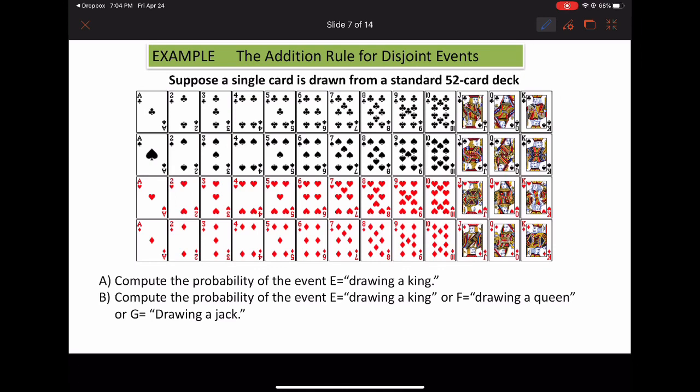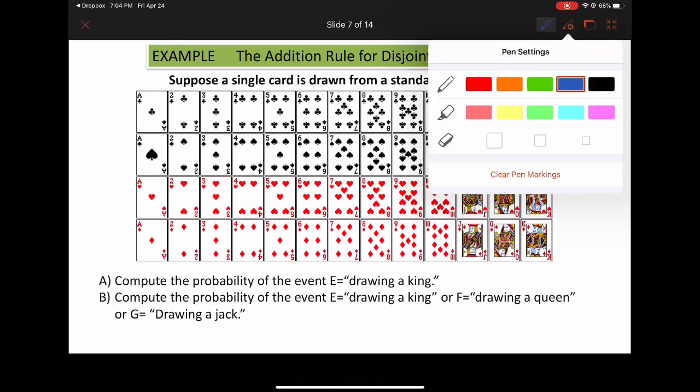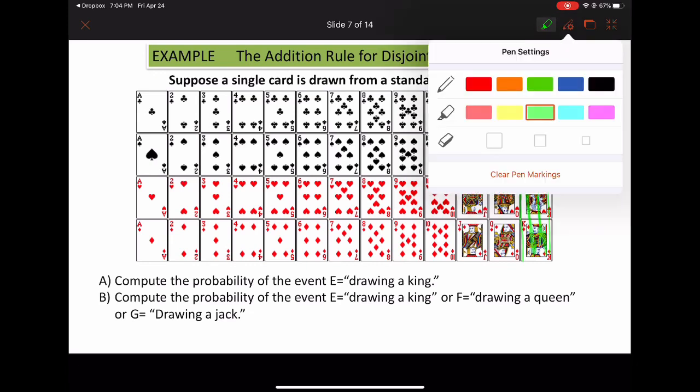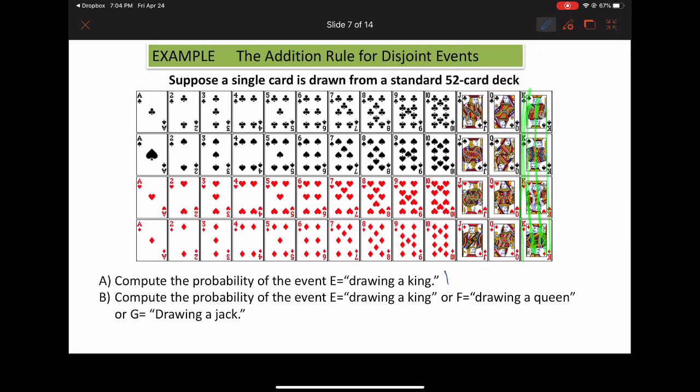All right, so hopefully you calculated those. First let's start with drawing a king. Here are my 4 kings right here. There are a total of 52 cards, so we have the probability of king. That's how you would write that. So it's 4 out of 52, which simplified is 1 out of 13. If you want to turn that into a decimal, that would be 0.077 approximately, so about 7.7%.